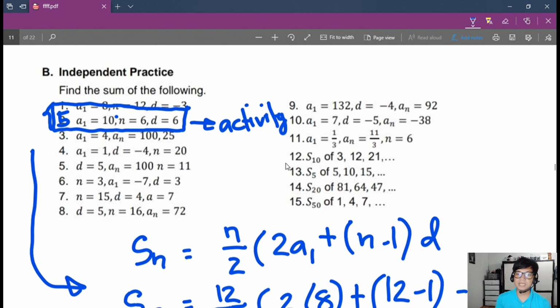So, next na video natin, next na lesson natin is we will explore more about dito. Kung what if yung missing is yung first term, last term lang yung meron, or what if wala kang common difference, mga ganyan na mga problem. So, i-discuss natin sa mga next natin na lessons.